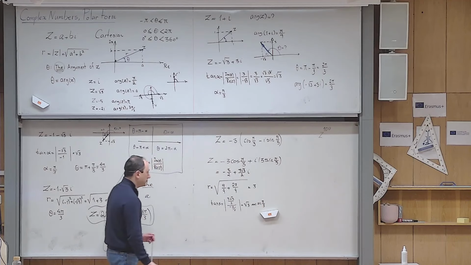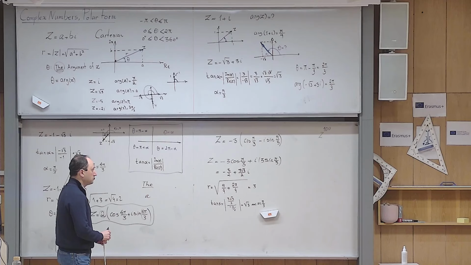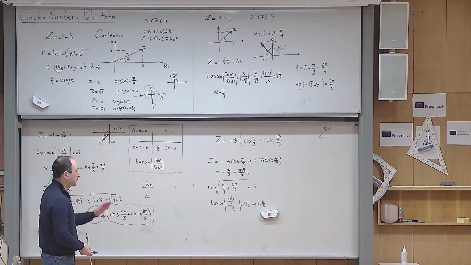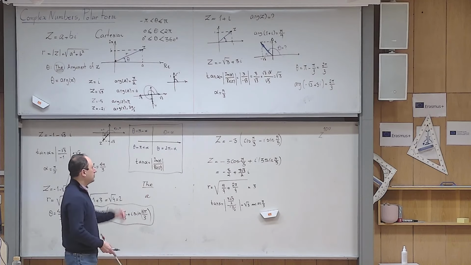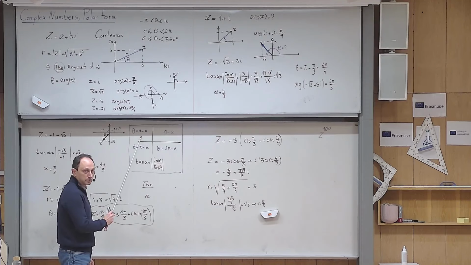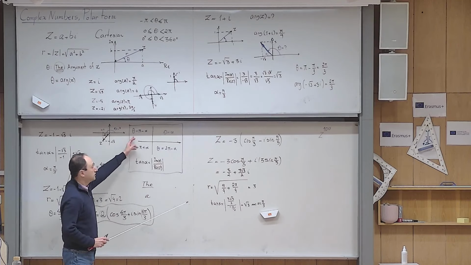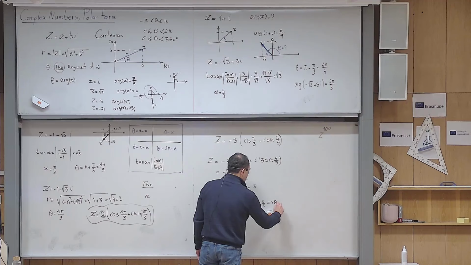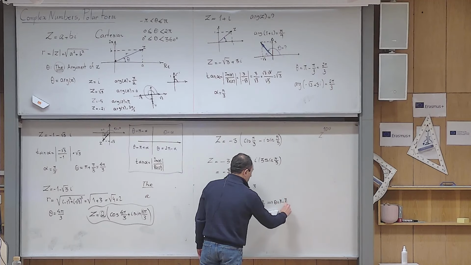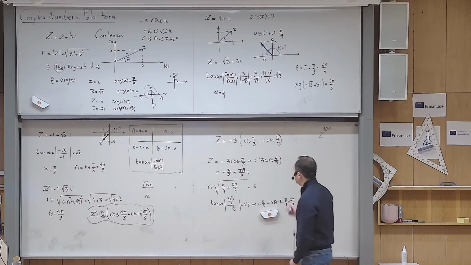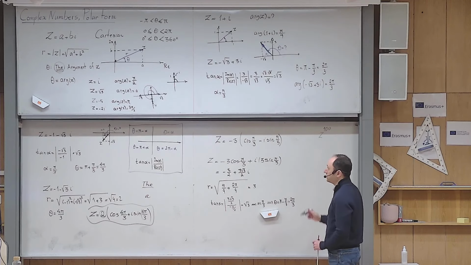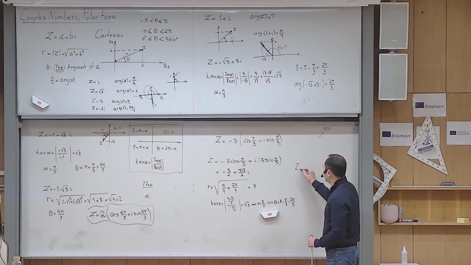But this is definitely not the argument, because in which quadrant is this? The real part is negative, the imaginary part is positive, so I am in the second quadrant. So theta is not alpha, theta is pi minus alpha. Yes? So what happens for theta? Theta becomes pi minus alpha, which is 2 pi over 3. So if I ask you to write this number, which I still believe is in polar form, if I insist you to write it in the polar form, what do you write?